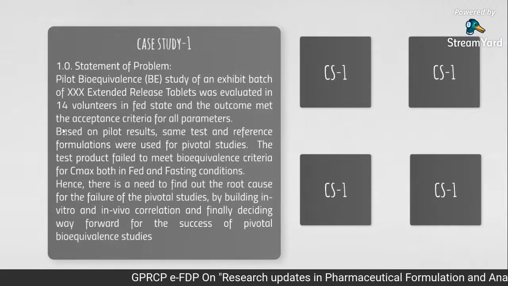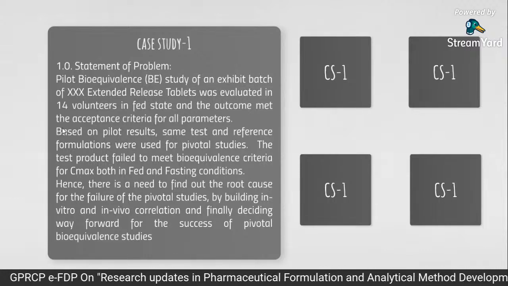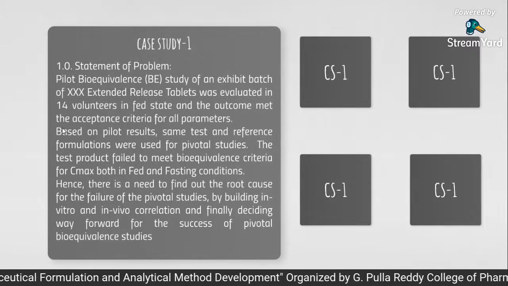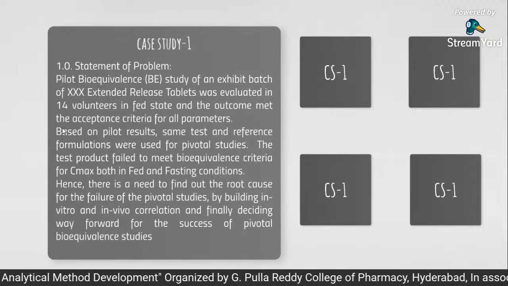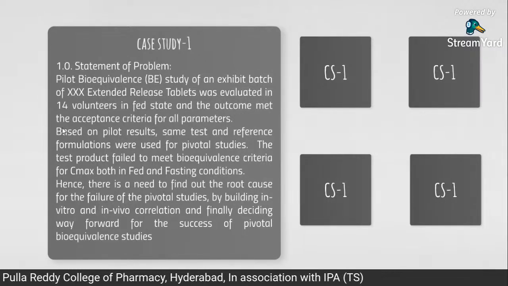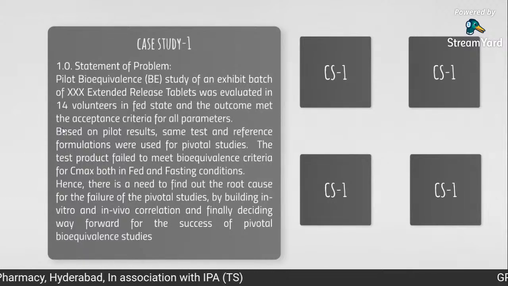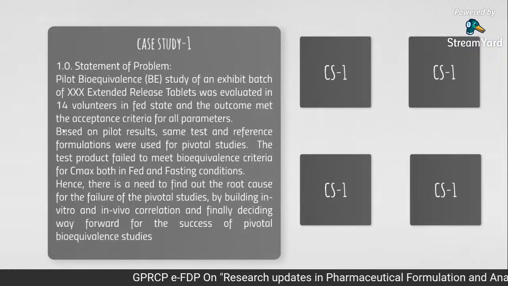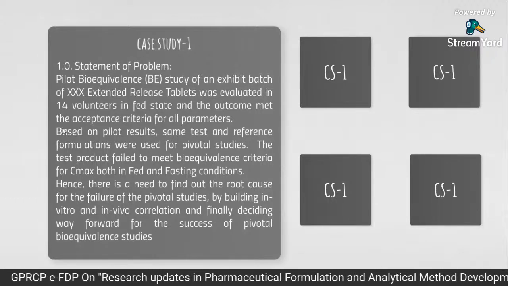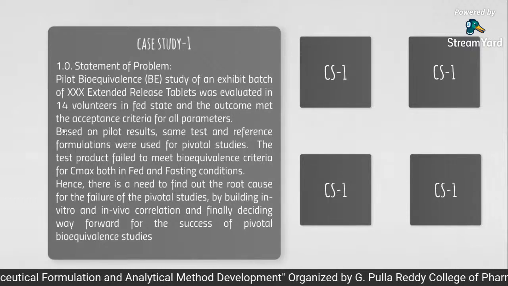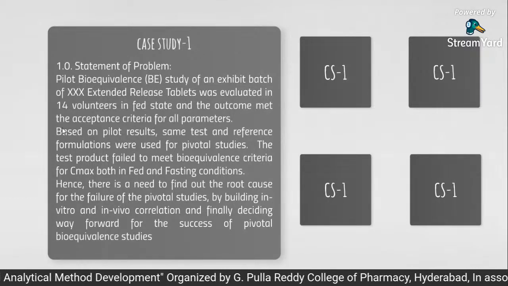It was supra bio results. Supra means higher than 125. It should be between 80 to 125. We got something like 133 or 134. It was to our surprise. Earlier it was 105, now it has gone to 133. So now there is a need to find out the root cause of the failure of pivotal studies. Why did it fail in pivotal? Why did it pass in pilot? By building in vitro, in vivo correlation, and finally deciding the way forward for the success of the pivotal bioequivalence study.